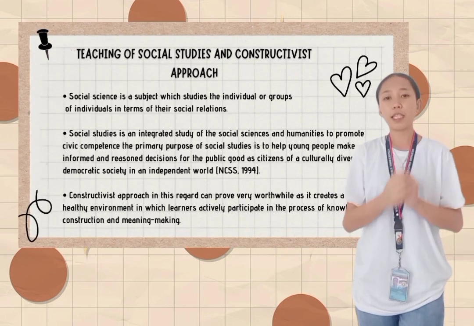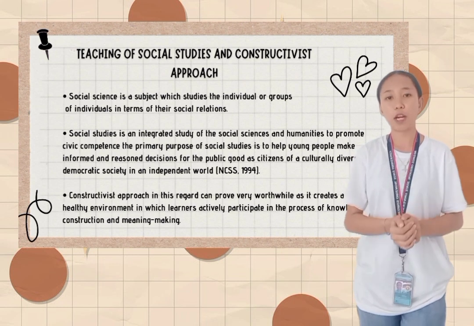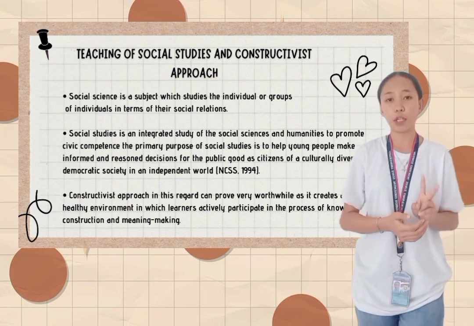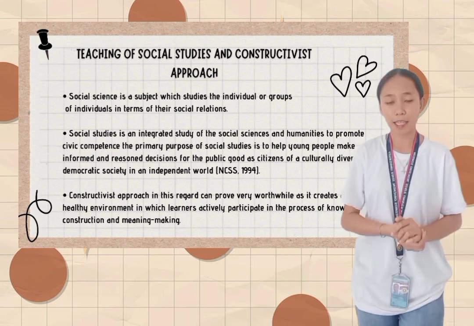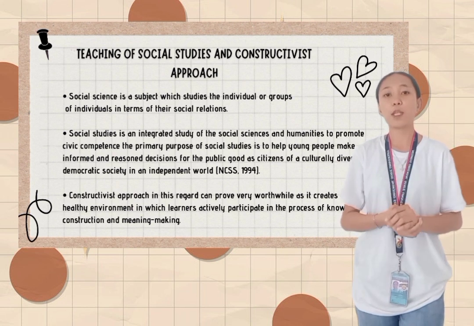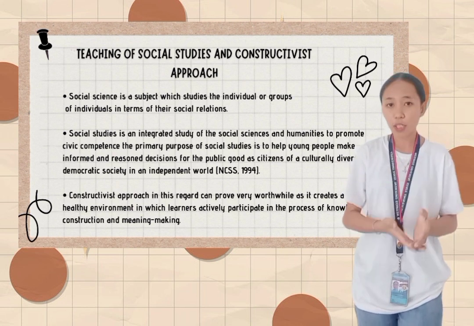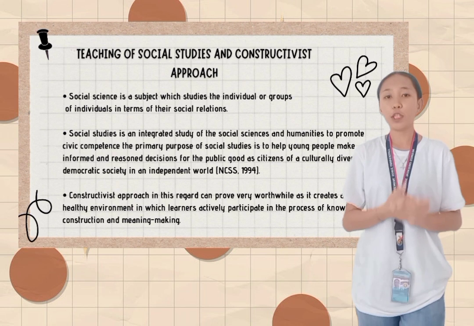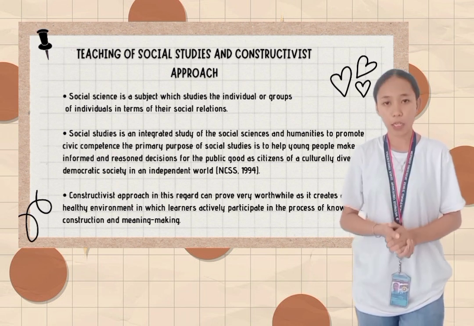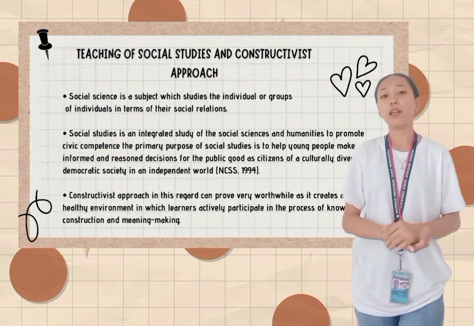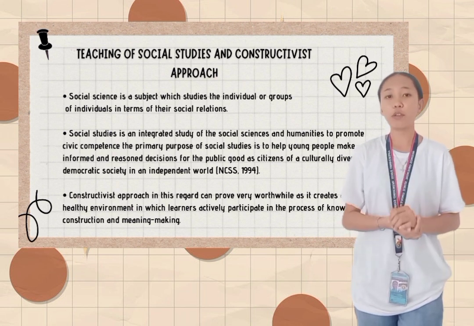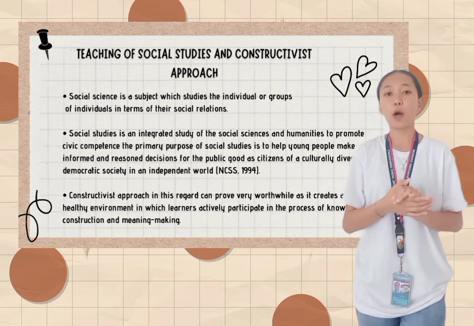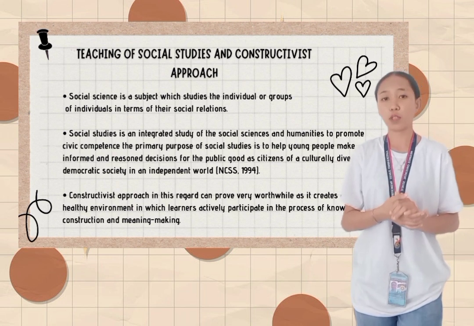So next is the teaching of social studies and the constructivist approach. Social science and social studies are two terms that are generally used identically, but there is a difference between these two subjects. Social science is a subject which studies the individual or groups of individuals in terms of social relations. And on the other hand, social studies is an integrated study of the social sciences and humanities to promote civic competence, which is the primary purpose of social studies.